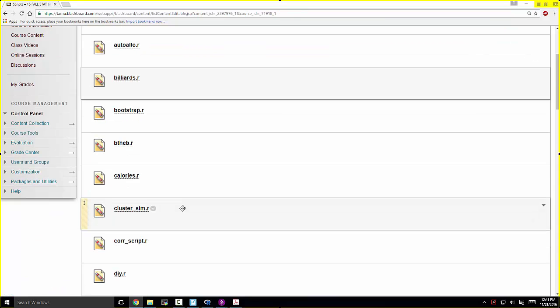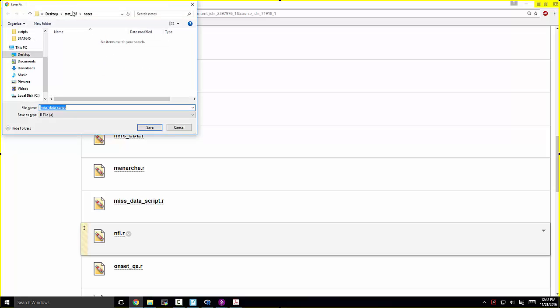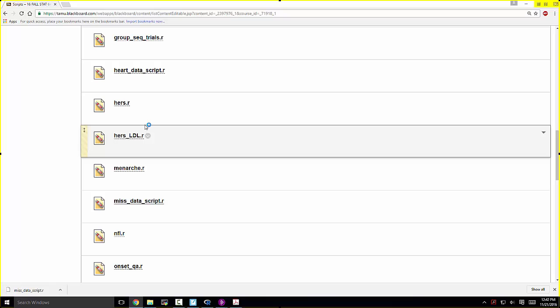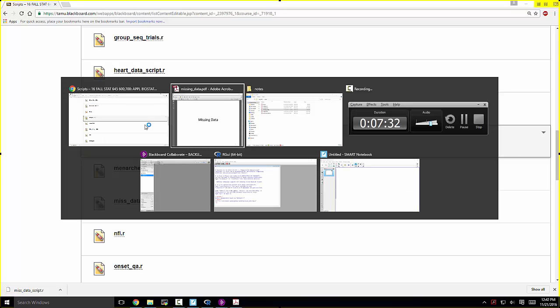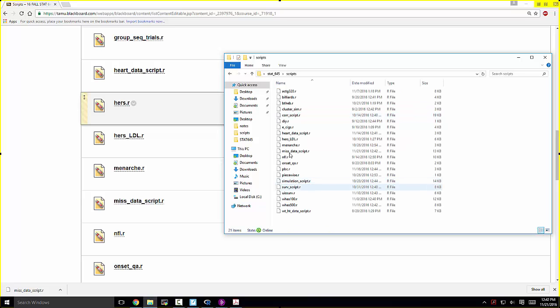Okay, we're going to talk about missing data today, and I'm going to look at this R script with us today. Missdatascript.r has some simulations in it. Let's go to the script first. So missdatascript.r.